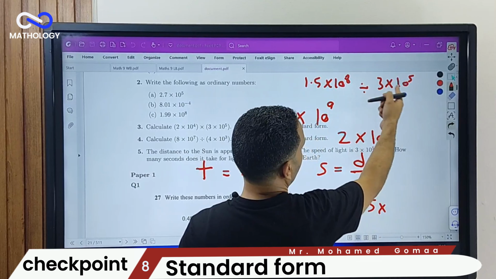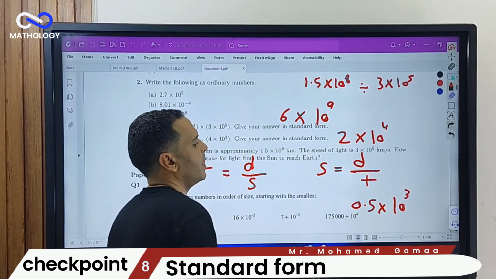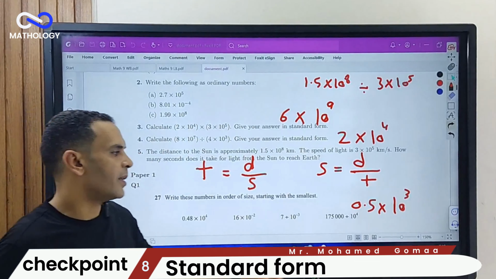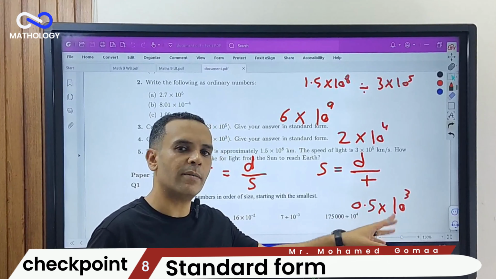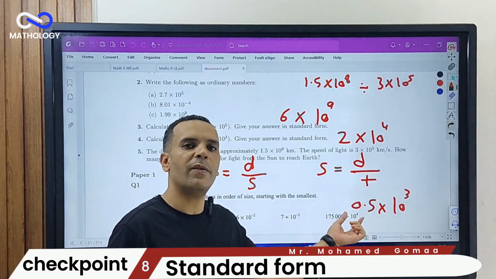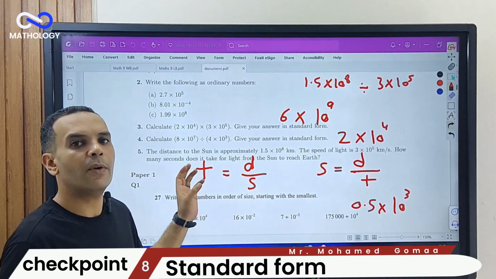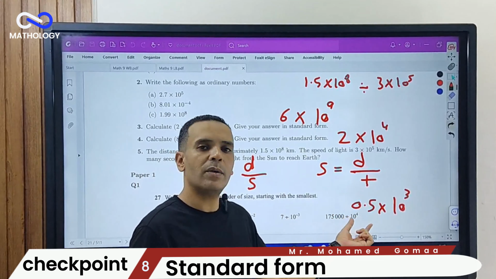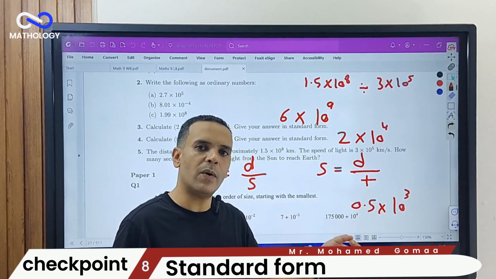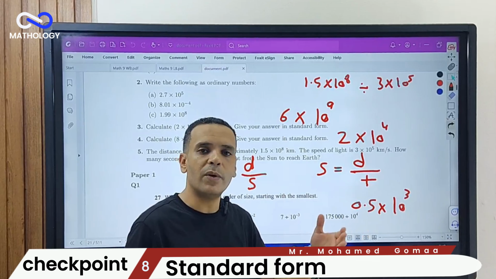Multiply 10 power 8 divided by 10 power 5, which equals 10 power 3. Is this number written in scientific notation or standard form? Of course no. Why? Because 0.5 is smaller than 1. In scientific notation or standard form, the first factor must be greater than or equal to 1 and smaller than 10. The first factor here is smaller than 1.